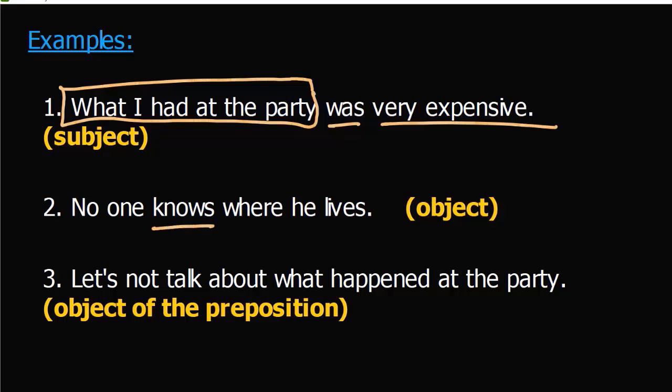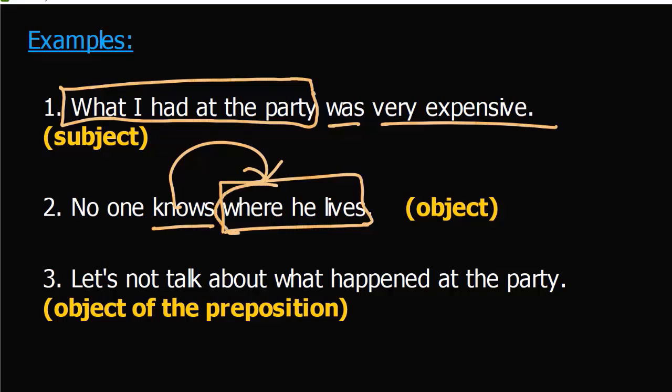No one knows where he lives. Knows what? You can know something, right? It starts with the conjunction where, because it's referring to a place. So it's working as the object of the verb knows.